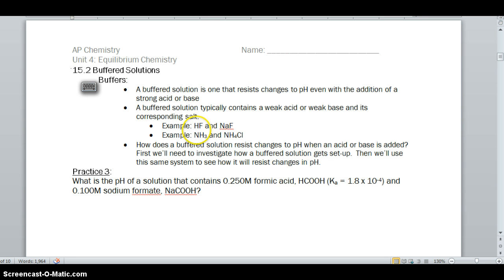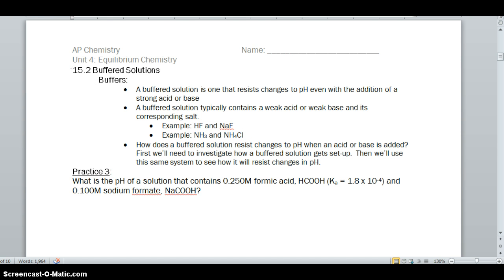So like the first example is HF. HF is your weak acid. NaF, we don't really so much care about the Na, but we know that when this is put in water, it breaks up into Na plus and F minus. So F minus is the thing that we care about. That's going to be the conjugate base, and so that would form a buffer. NH3, ammonia, which is a weak base. NH4 plus and Cl doesn't look like there's anything in common, but we know that NH3, being a base, picks up a proton and forms the NH4 plus. So that would be a buffer as well.